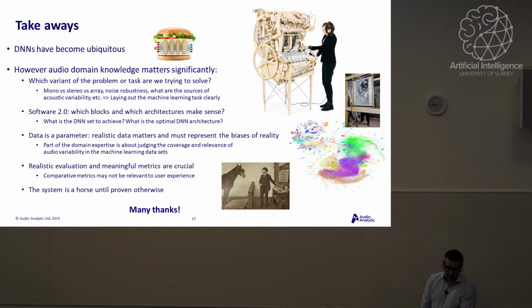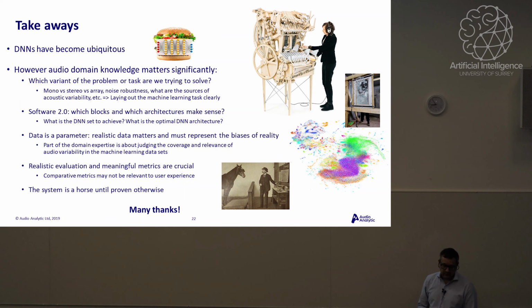Data itself is a parameter. Realistic data matters and must represent the biases of reality. Part of the domain expertise nowadays is about judging the coverage and relevance of audio variability in the machine learning datasets. If you don't do that, you might be classifying rooms instead of classifying sounds, or you might have some bias that you didn't think about. So it's really important to understand what's happening in your data and what the sources of variability are.